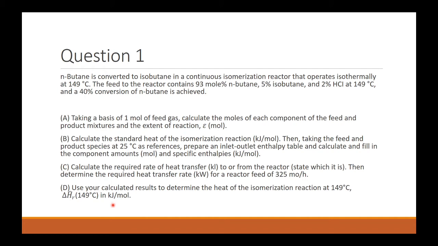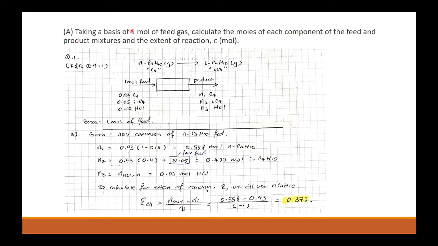So let's look at question A first. We take a basis of 1 mole as the feed, and we calculate the number of moles of each of the components of the feed and the product mixture. Then we calculate the extent of reaction. This is pretty straightforward. This is your reaction equation: basically your NC4 is converted to IC4. It's just a different form of butane.